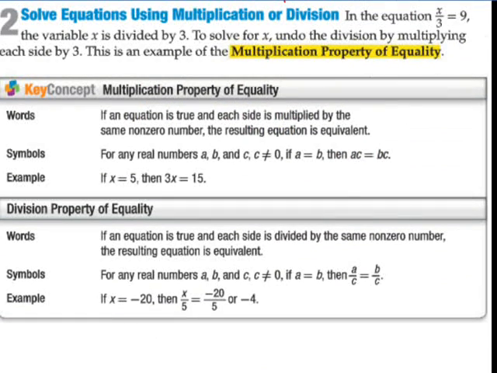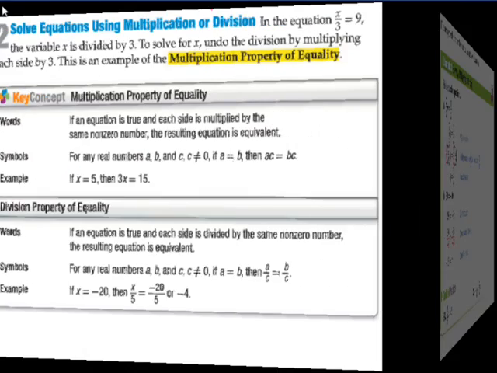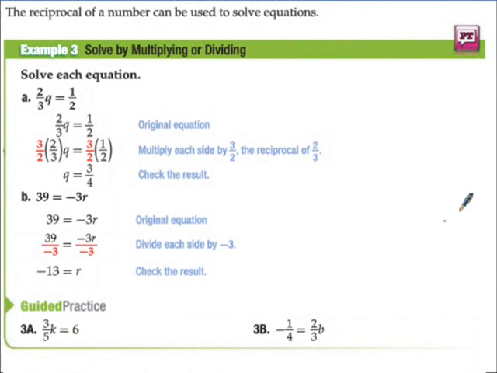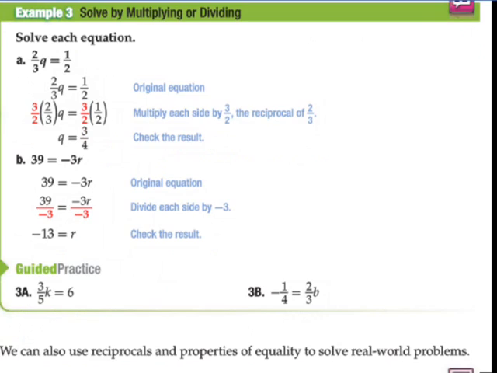The multiplication property of equality and the division property of equality, same kind of thing. They basically just say as long as you do it to one side, you have to do it to the other. That's all it is. It's about equal treatment. Not fair, but equal, because my dad always said fair didn't mean equal.